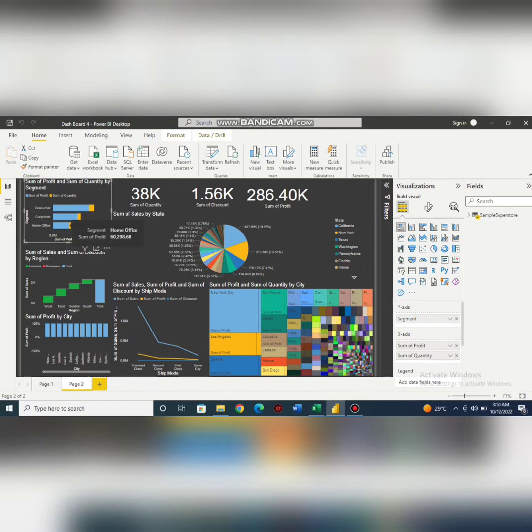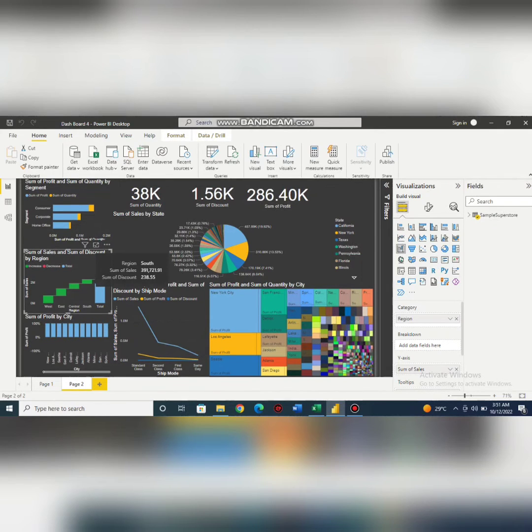The more the profit, the more reliable, worthy and justified the business would be. Here the sum of quantity, sum of discount, and sum of profit is given. Now we will show the sales and discount by region.